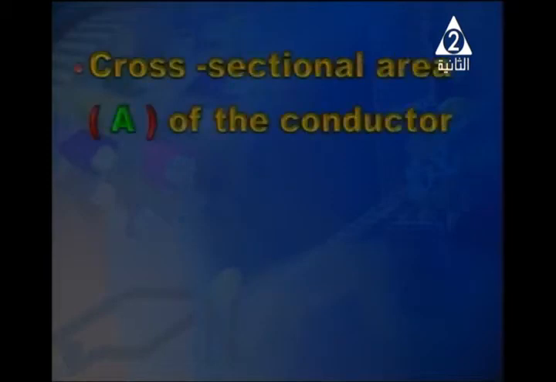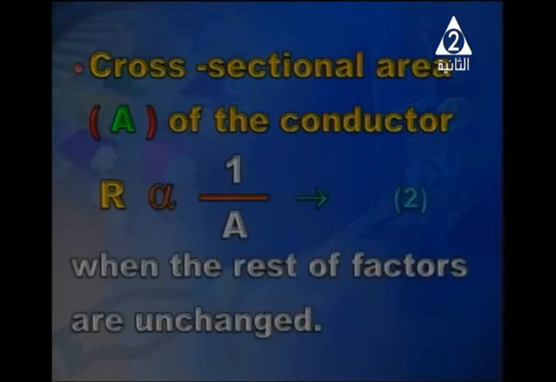The second factor affecting the electric resistance is the cross-sectional area, the thickness of the wire. Cross-sectional area is denoted by capital A, but we've got an inverse relation. So R is proportional to 1 over A. This is the second equation. And once again, this is quite correct, but other factors should not be changed.